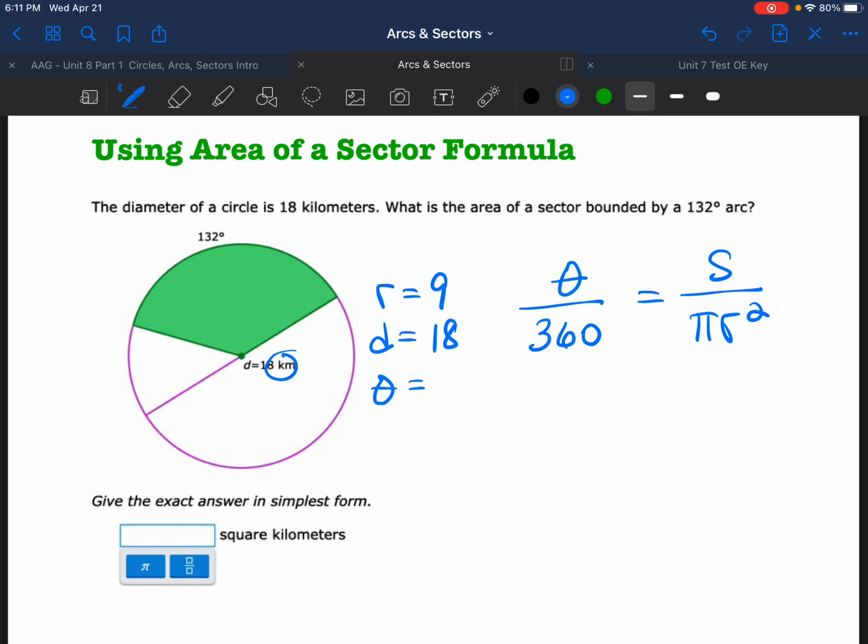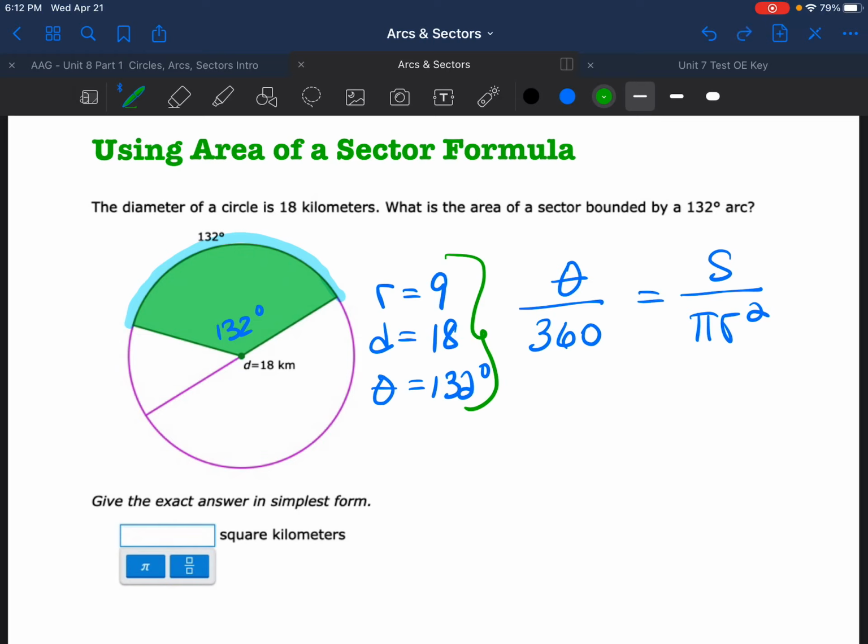And we're in kilometers. Next, they ask us, what is the area of the sector bounded by a 132 degree arc? So here's your arc, okay? Hopefully after our last video, or if you remember, the measure of the angle is the same as the measure of the arc. So 132 degrees on the outside, the arc, is the same as the central angle here, or theta. Now we have our information, so we're going to be able to substitute it into our formula.